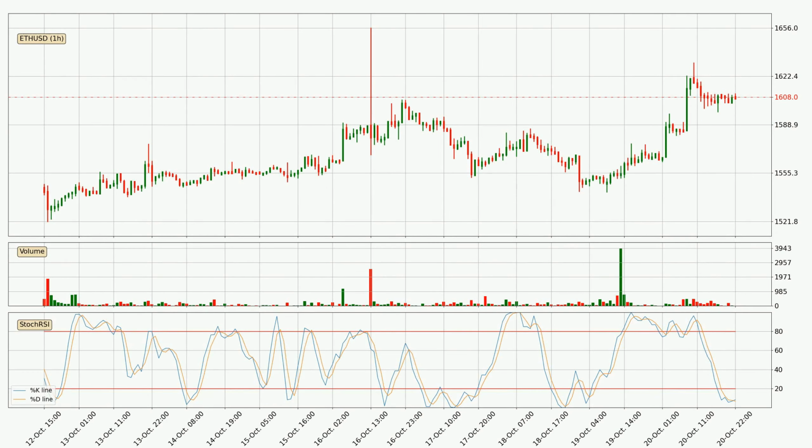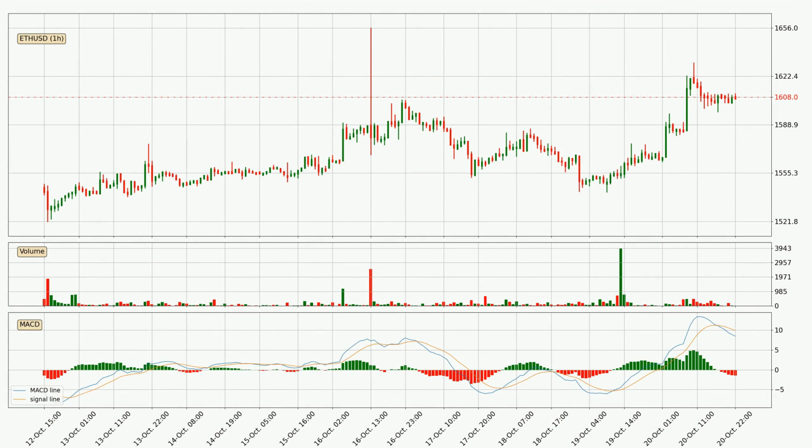Jumping to the hourly stochastic RSI, we can see that the crypto is being oversold because the %K and %D lines are in the lower region. A change in the trend can be expected, or for the crypto to remain at least stable for some time. The K line is currently above the D line, which shows that the trend has shifted to the upside.